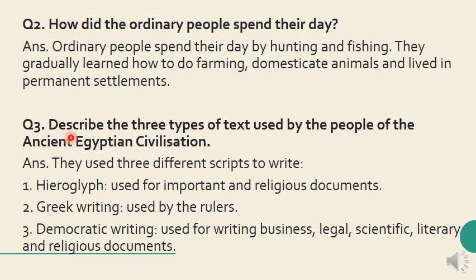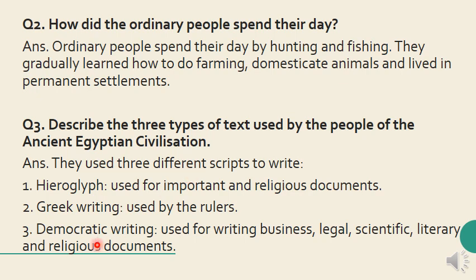Question number 3. Describe the 3 types of text used by the people of the ancient Egyptian civilization. So the answer is, they used 3 different scripts to write. Yes, 3 different scripts that we are going to learn today. First, hieroglyph, which is used for important and religious documents. Whenever they wanted to write some important religious documents, they used the hieroglyph type of writing.